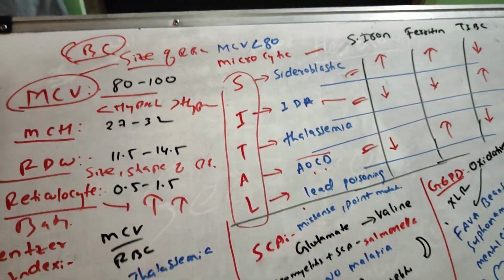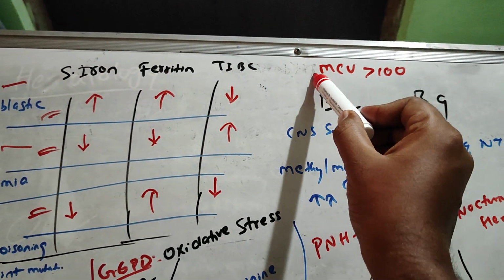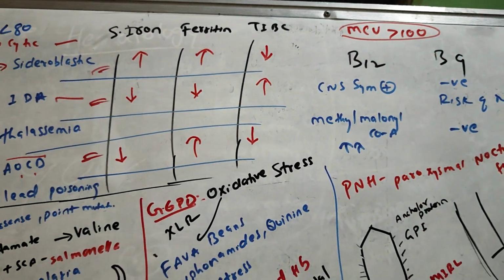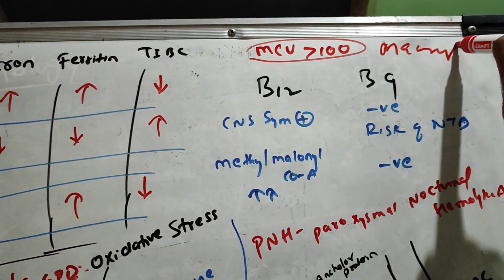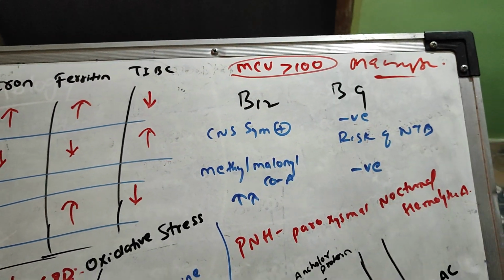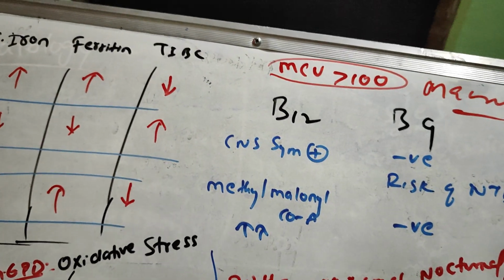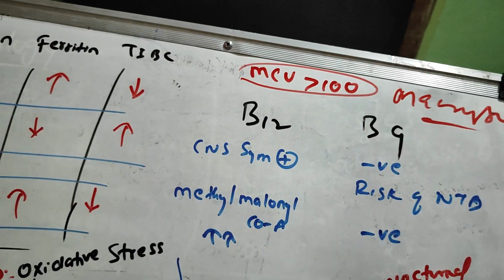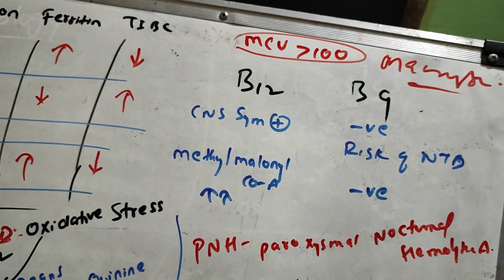Okay, so if the MCV is more than 100, then it is called macrocytic anemia. What are the examples of macrocytic anemia? There are B12 and B9 deficiency, that is, cyanocobalamin and folic acid deficiency.